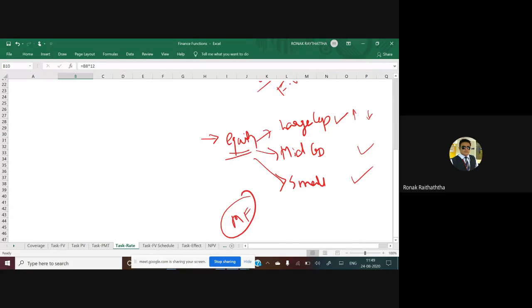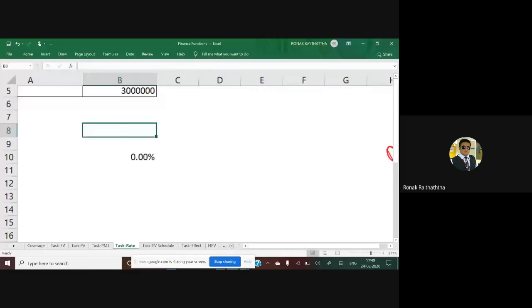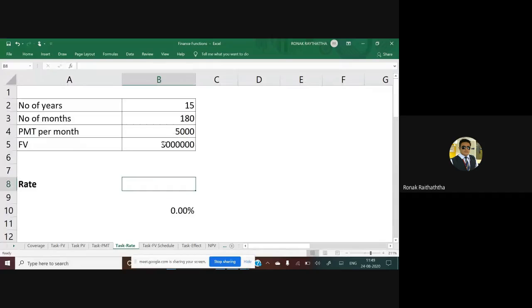So in this case, we want to find the rate of return. Now try to understand, the formula to find the rate of return is very simple. It starts with RATE, R-A-T-E. Let me zoom in so that you are able to see it. Everyone should do it along with me. Equal to RATE, opening the bracket. The first argument is the number of periods. So how many periods would there be? 180. So I'm selecting 180.